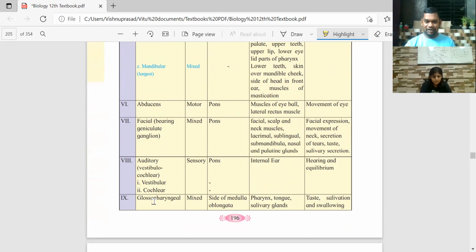Glossopharyngeal. When you say pharyngeal, it means pharynx. You remember pharynx, larynx in human nutrition? When you say glosso, it means tongue. So when you say glossopharyngeal, you can see the pharynx and the tongue.